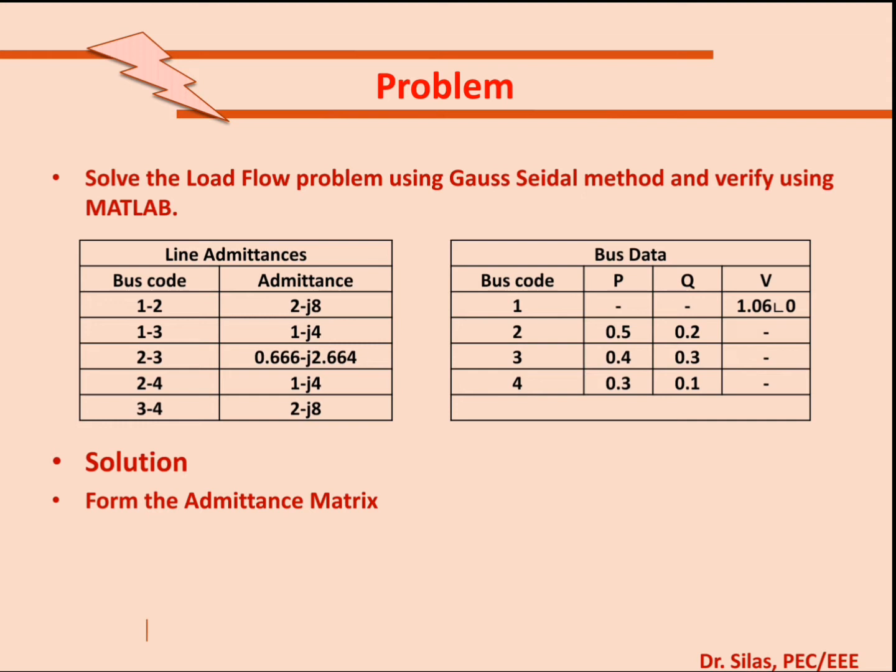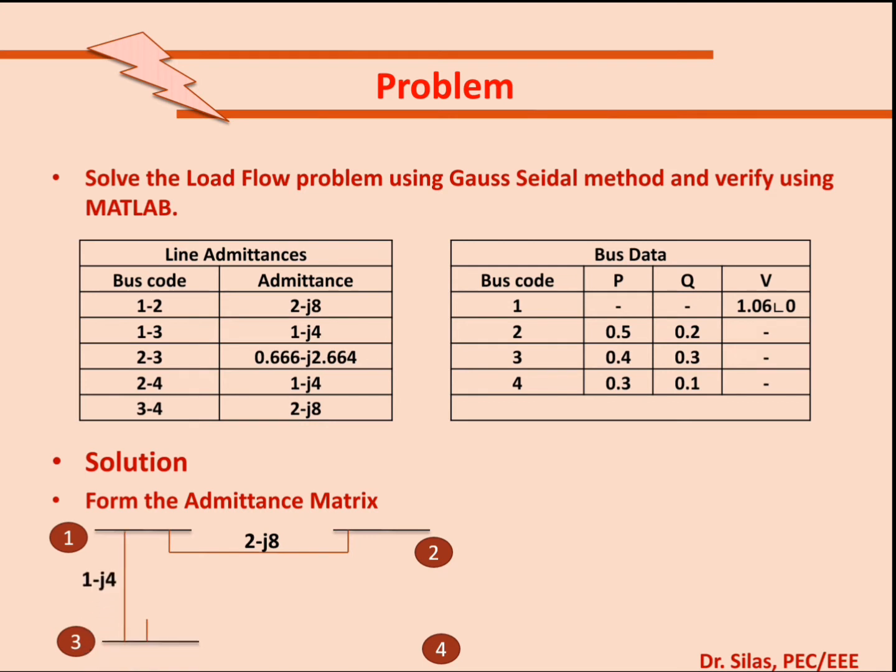Now for solving the problem, the first step is to form the admittance matrix. For forming the bus admittance matrix, first you have to draw the single line diagram by considering the transmission line data. Here it is line admittance data. The first bus codes are 1, 2, 2. So here we have a 4 bus system. The first data is between the first bus and the second bus. Here a transmission line is there, and they have provided the admittance 2 minus j8.